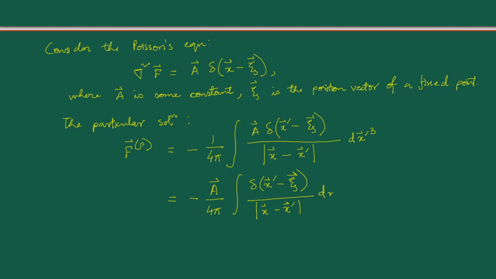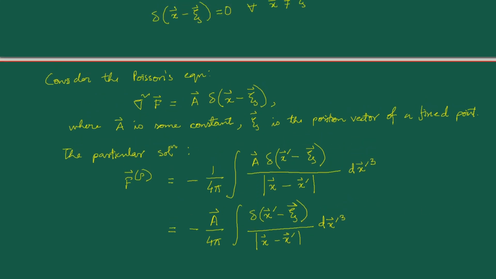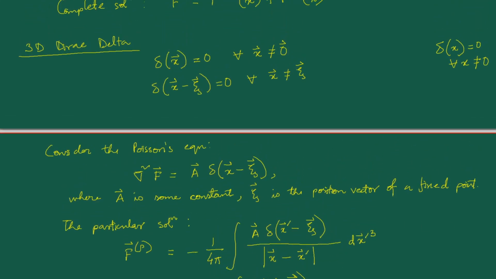Now what do we do? Well, we can go back to this discussion of the Dirac delta and write a special property of this Dirac delta.